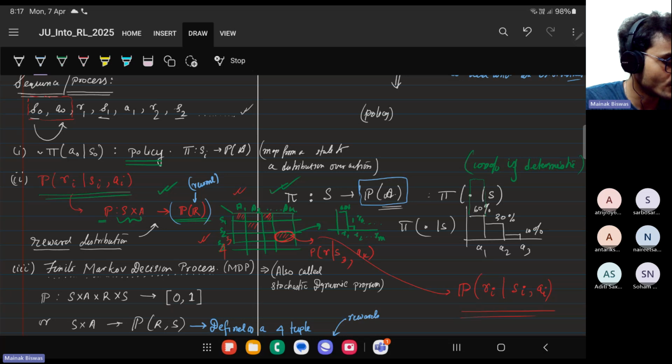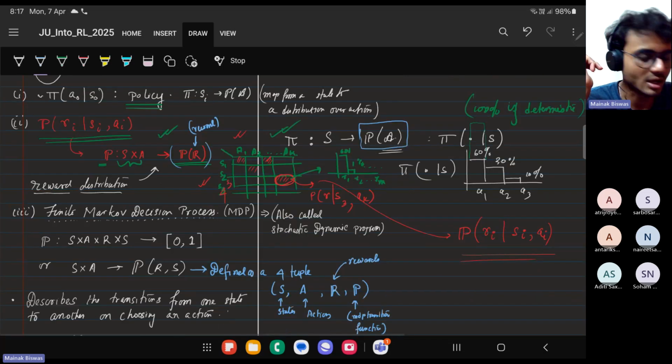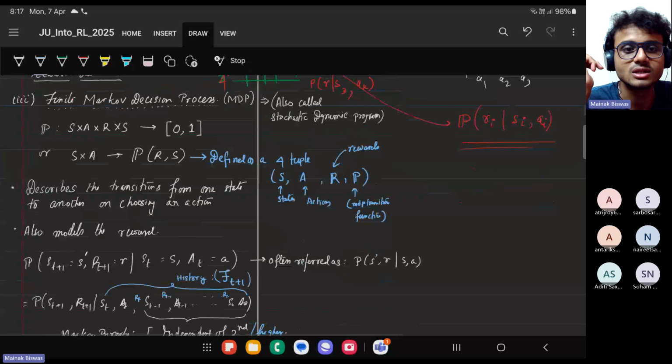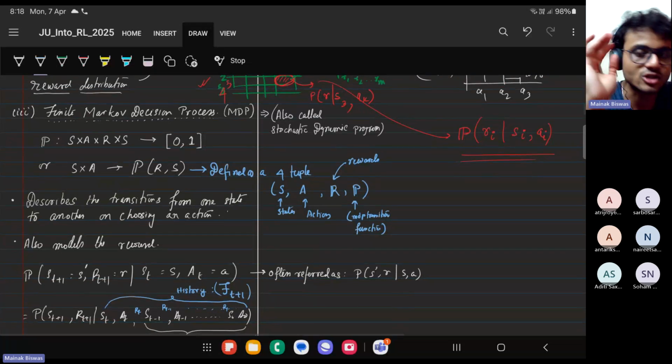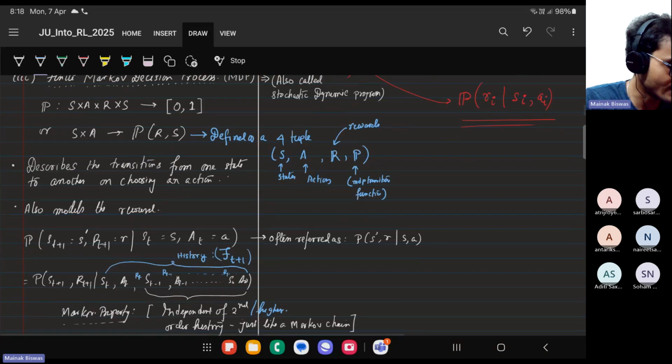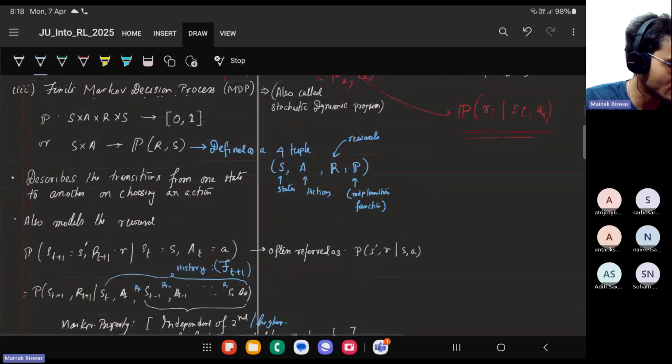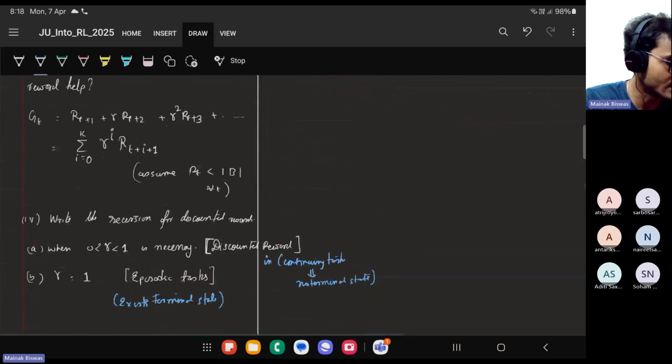Since we did Markov processes and Markov chains last time, we'll come to how we formalize an RL problem using finite Markov decision processes. It's also called a stochastic dynamic program, but is famously known as a finite Markov decision process. Let's try to understand what this actually means. You can see the definition later on. I'll not write it here so that you are not distracted. I'll just write it at the end.